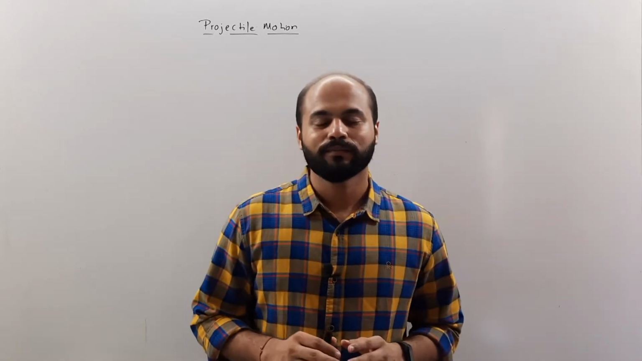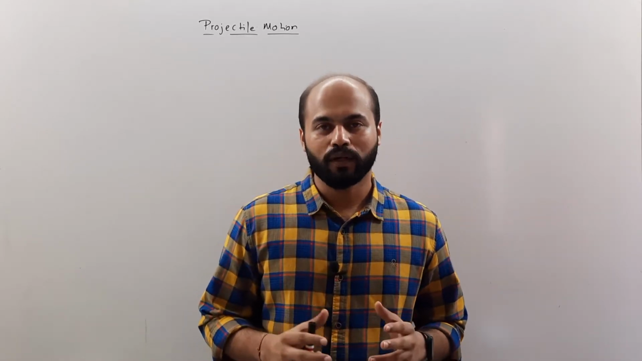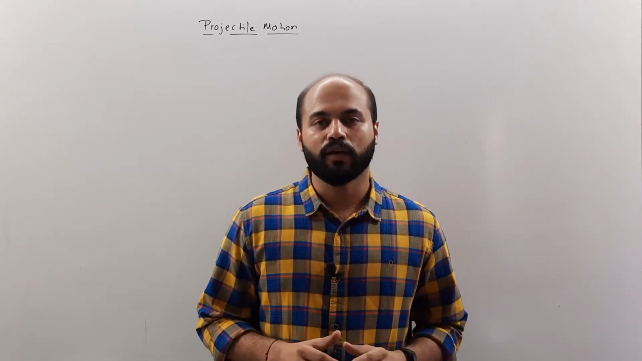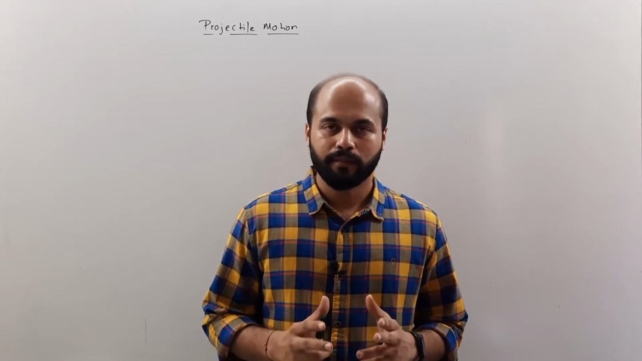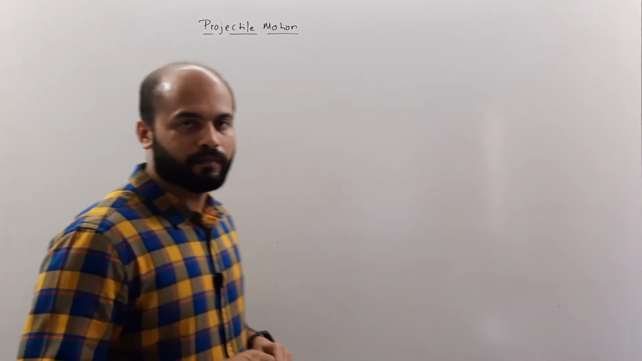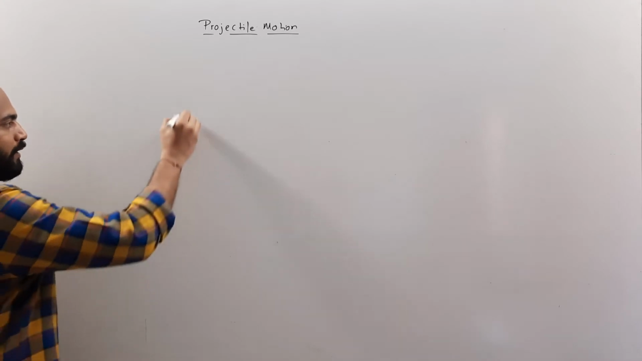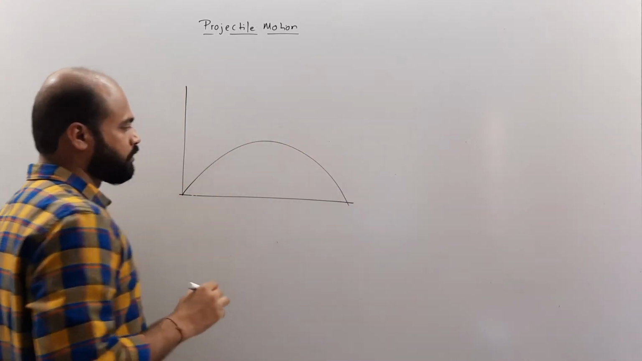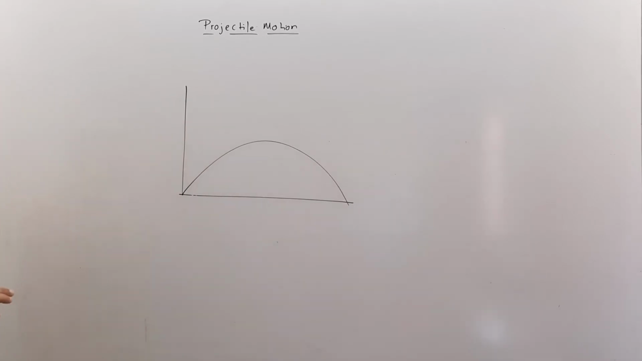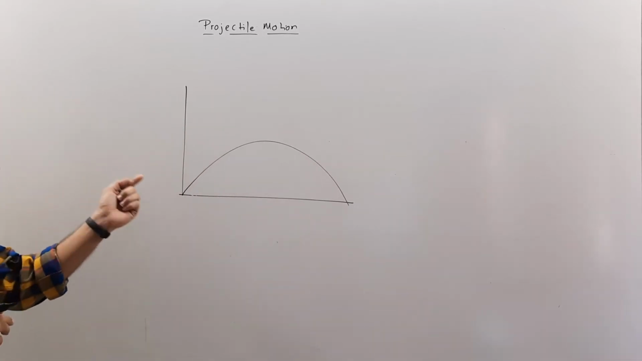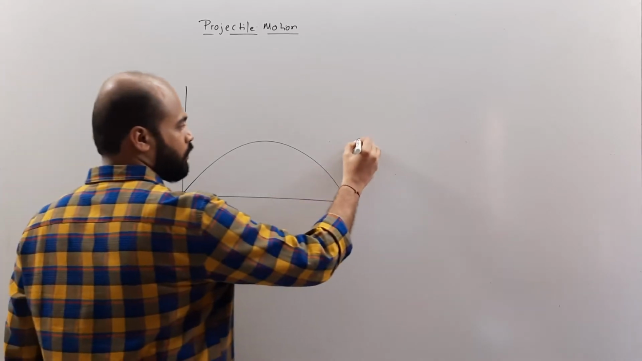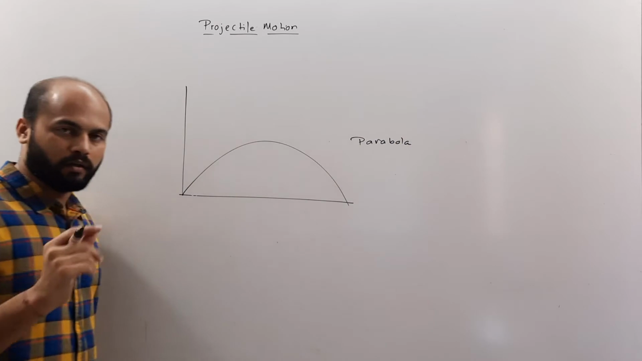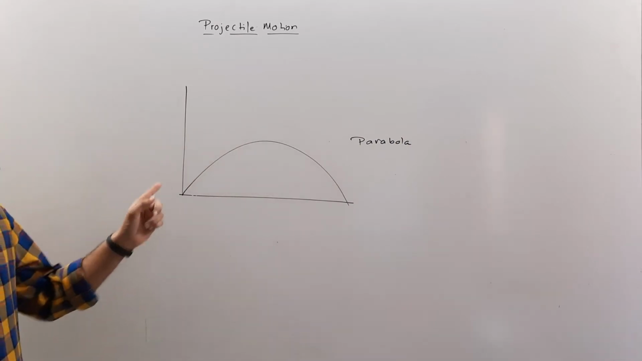So in today's lecture, we are going to study a topic called projectile motion. Now, projectile motion comes under the category of motion in two dimensions, simply because a projectile motion, when depicted on a plane, looks something like this. The trajectory or the path that is followed by a projectile, or this object, is called a parabola. So this is a mathematical curve, of course, and it's a parabola.